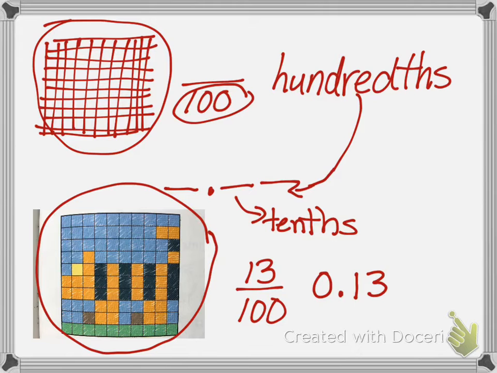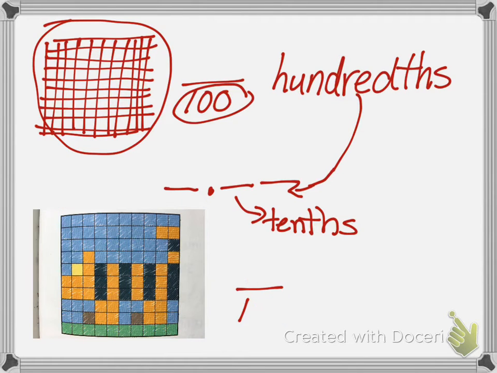We do not say zero point thirteen. So when you're reading decimals, you say every number separately. Okay, zero point one three. Say that to yourself. Okay, great. Now, let's look at another color. So I would like you to count all of the green. Pause the video until you have that number ready.